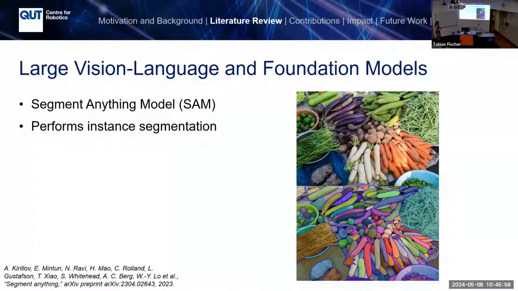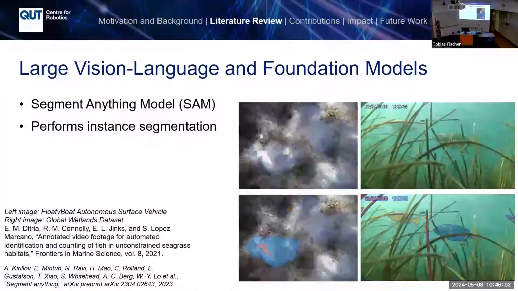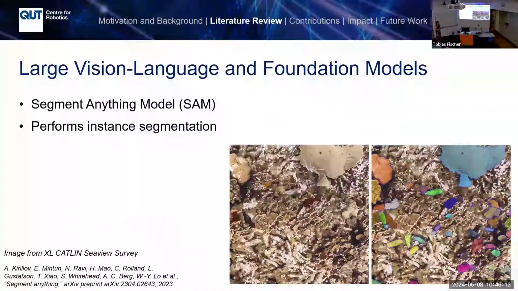So just to demonstrate that this model doesn't solve the problems in underwater imagery, we tried it on seagrass images from 2 data sets, from Floaty Boat and from the Global Wetlands data set, and we've also tried it on coral images as well, and show that this approach doesn't produce useful segments in these styles of imagery.